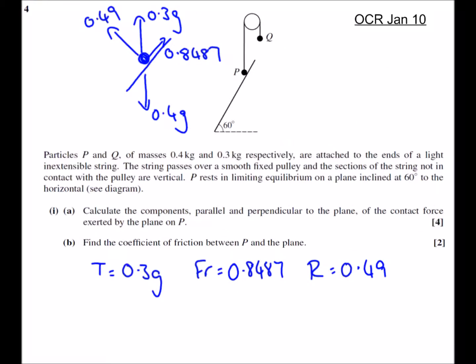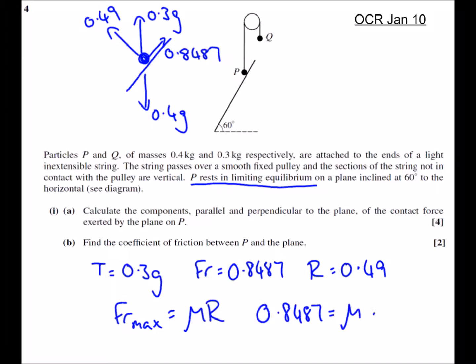Part B asks us to find the coefficient of friction between P and the plane. We know that because P rests in limiting equilibrium, then friction must be at its maximum, so we can say that the maximum value of friction must be equal to mu times R. So we get our 4.8487 equals mu, which is what we're looking for, times our 0.49, and we just divide them. I get mu as being 1.73, which is a very big value for mu.